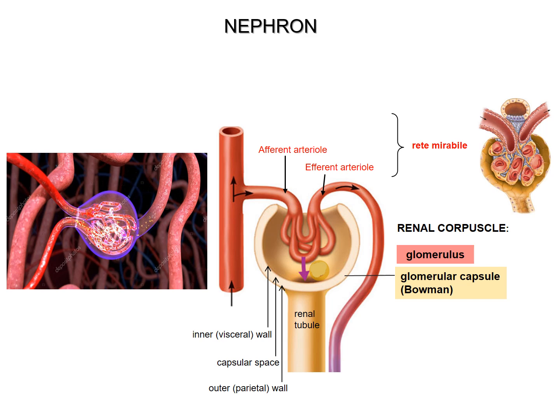Bowman capsule consists of an outer parietal wall and inner visceral wall that envelops the glomerular capillaries, and consists of Bowman space or capsular space, that is the cavity between the visceral and parietal walls. The Bowman capsule continues with the renal tubule.